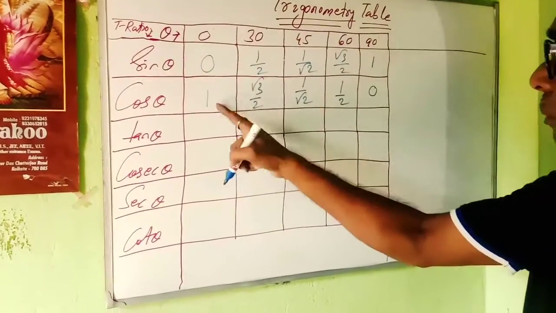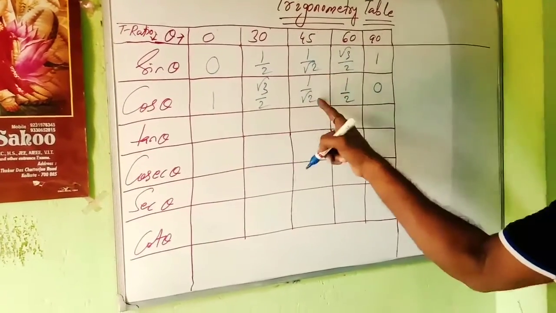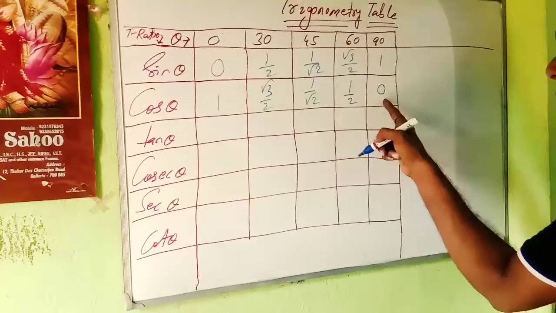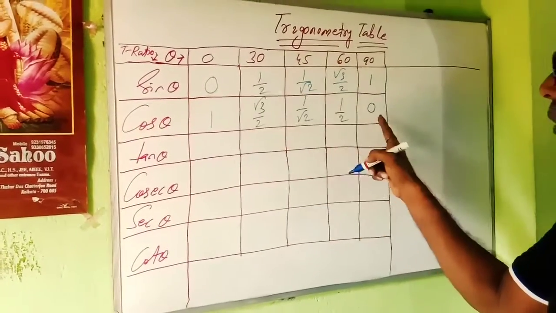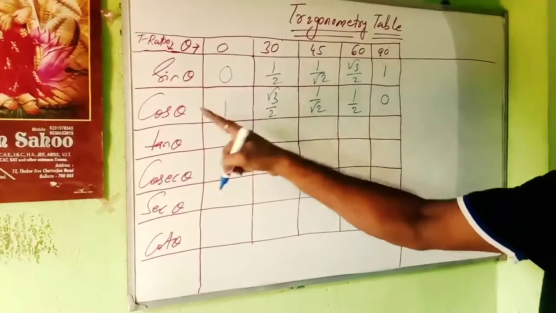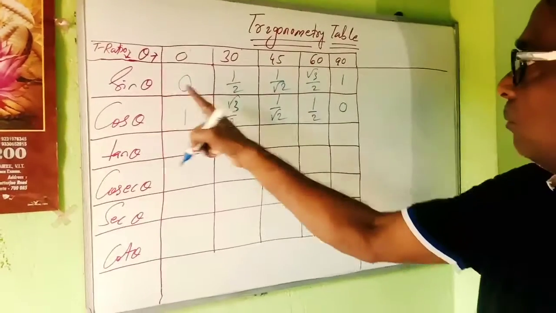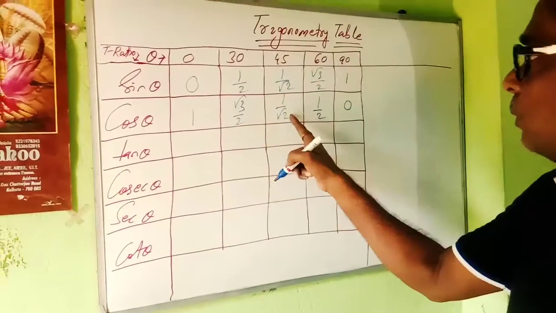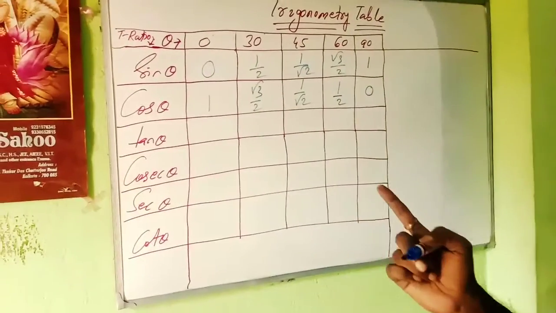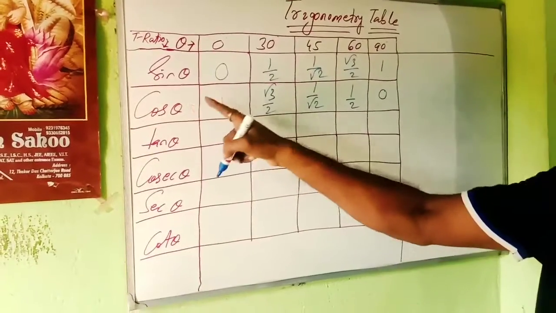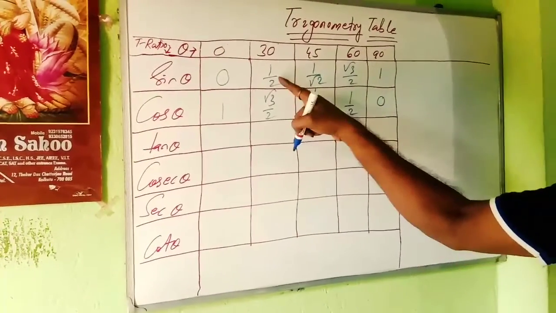You see, 1 is coming here, root 3 by 2 here, this is the same, then 1 by 2 coming here, 0 is coming here. That means sin 0 is equal to cos 90. Sin 30 is equal to cos 60. Sin 45 is equal to cos 45, because the sum of both angles should be 90 degrees. Because cos 60 is equal to sin 30.